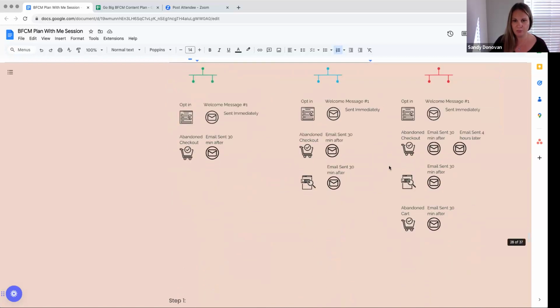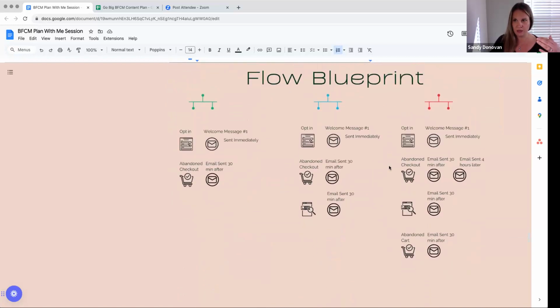So here's the flow blueprint. Again, we want to do as much as possible without getting overwhelmed. So here's my suggestion. If you had chosen the green plan, I would recommend that you do the opt-in and welcome message, and you do an abandoned checkout email. Stick to those two. They will get you the most value, but at the same time, you shouldn't feel overwhelmed with it. It's just a couple things to do.